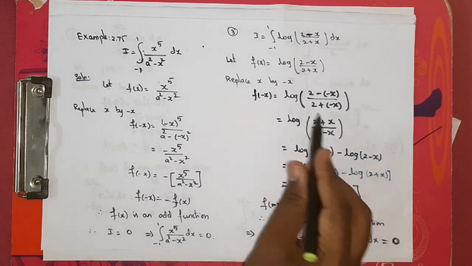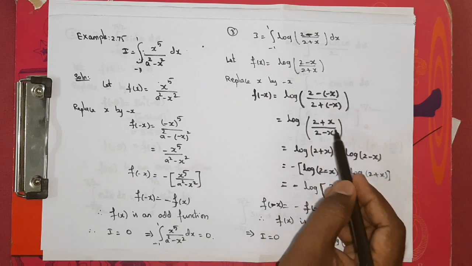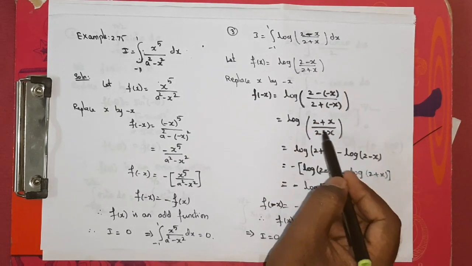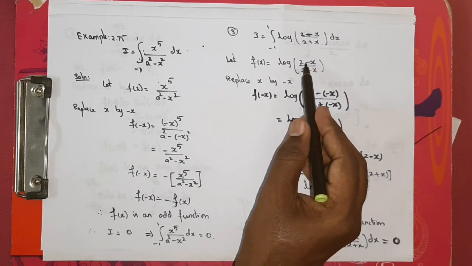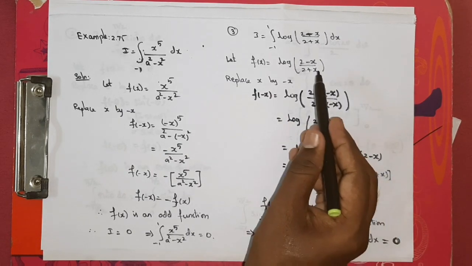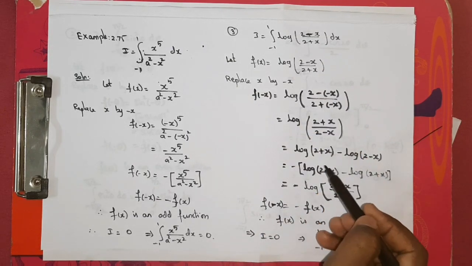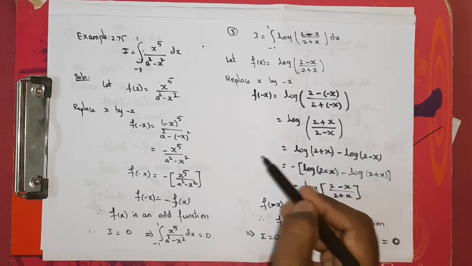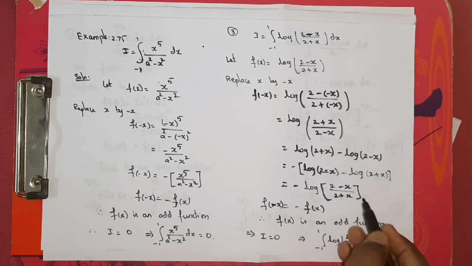So why are we doing this also? Because here when I replace the x by minus x, it doesn't look like the original function. You can see 2 plus x in the numerator. But there in the numerator what we have? 2 minus x. So to make it look like the original one, we are doing the property. We are applying the log a by b property and taking a minus from that and again applying the log a by b property, and now we arrive at the answer.